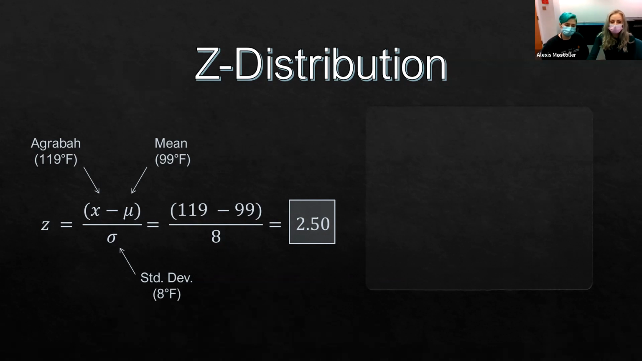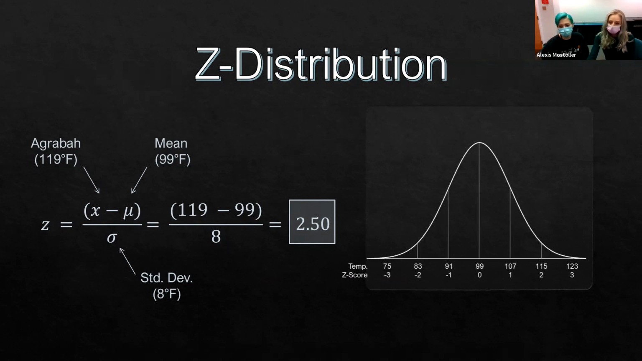So after that, it's always helpful to sketch out a little Z-distribution so you can visualize what you're working with. So here, again, we've got that laid out. The Z-score of 0 corresponds to the mean of 99 degrees. And then a Z-score of 1 corresponds to the mean plus 1 standard deviation, or 8 degrees.